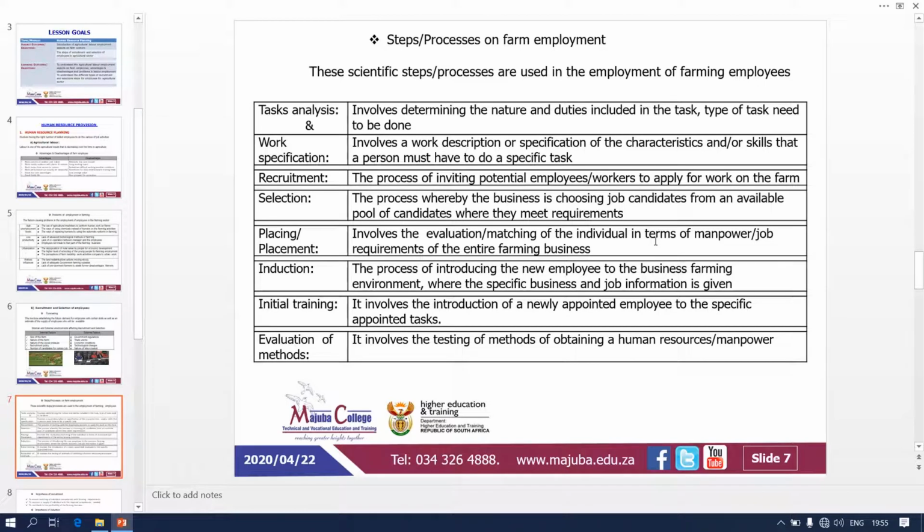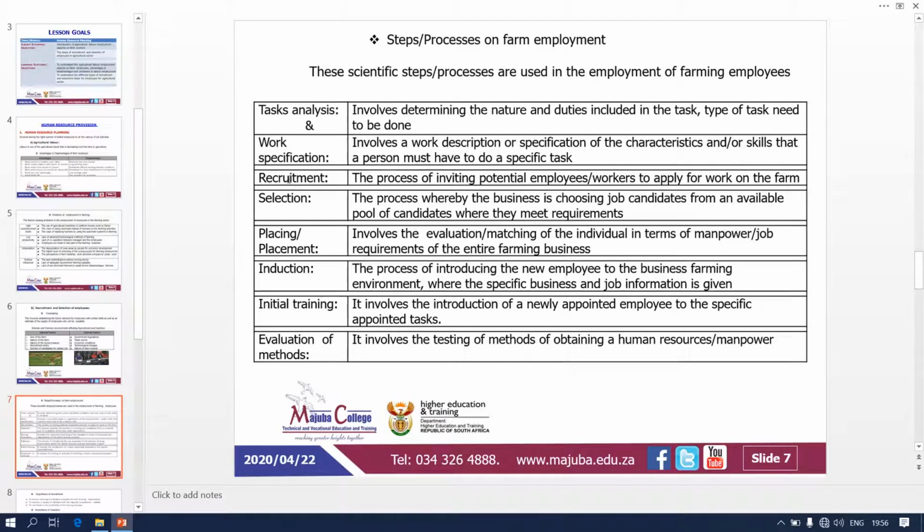Now we are moving to the steps or processes of farm employment. These are scientific steps or processes that are used in the employment of farming employees. The first one that you need to do is task analysis together with work specification. You must know what you want first. You must determine the nature of duties. Why do you want to recruit? Also, work specifications: what do you need in terms of the skills, in terms of the person that is coming into the organization?